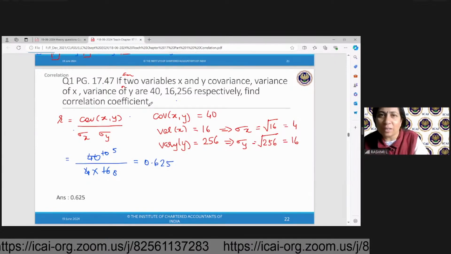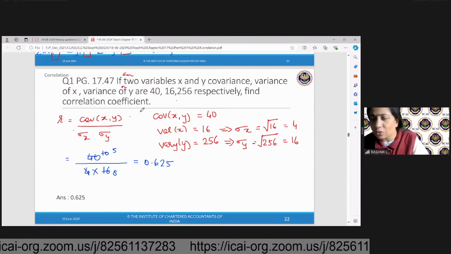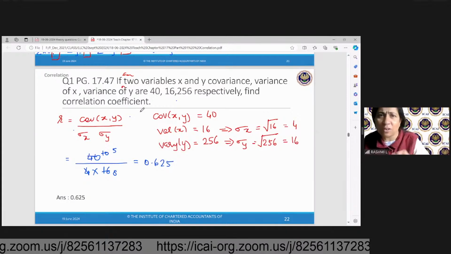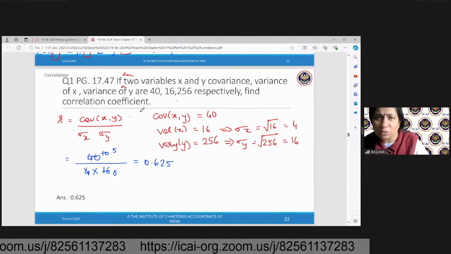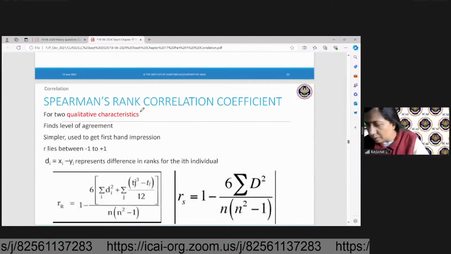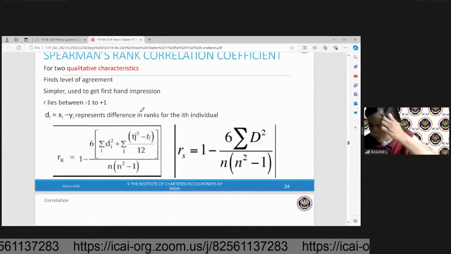You don't have to worry about the chapter. This is a scoring topic. And once you are able to understand all, it may look like many formula. It's not like that. You just need to know two formula and then you're good to go. Now let us go to the Spearman's rank correlation coefficient.